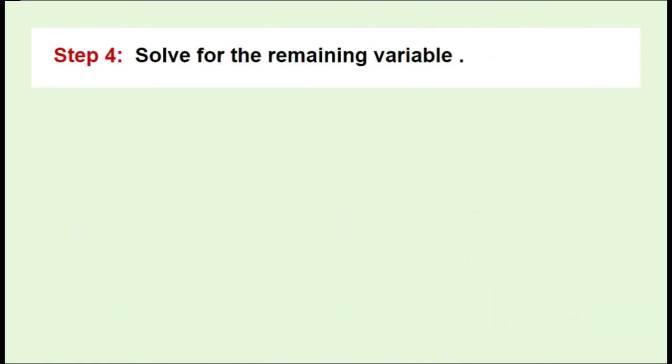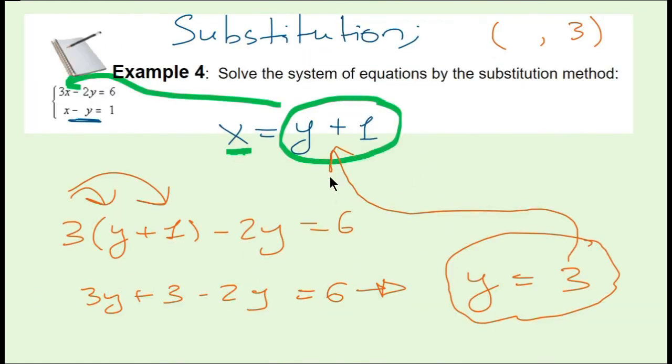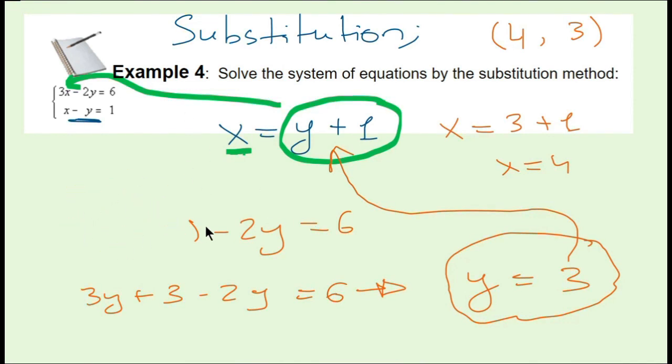Step number 4, solve for the remaining variable. We plug everything back. x is equal to y plus 1, so 3 plus 1, and therefore x is equal to 4. Now, this is our solution. (4, 3) is the point at which two equations have the same value, and therefore two lines intersect. Now, let's try and see if that is correct.